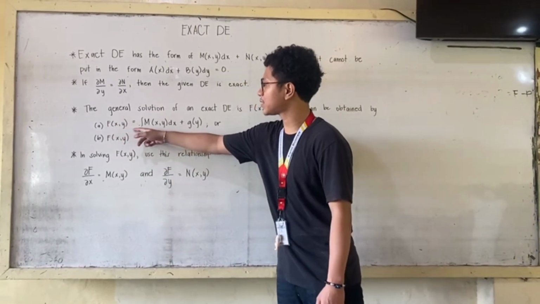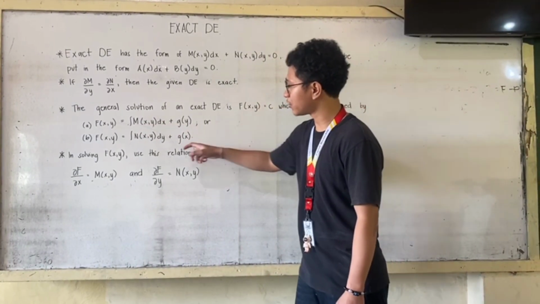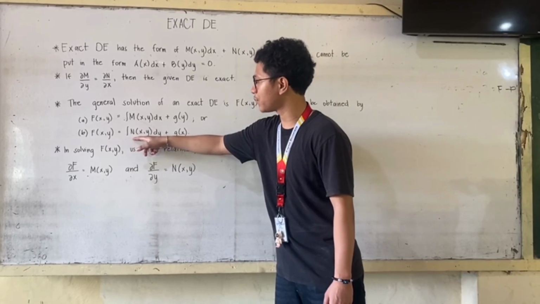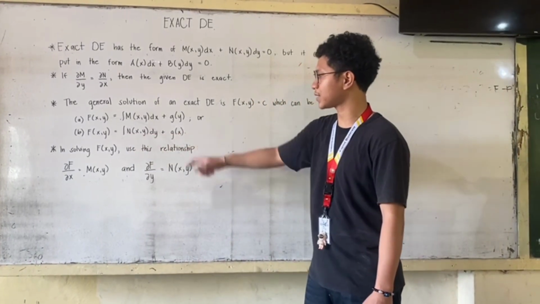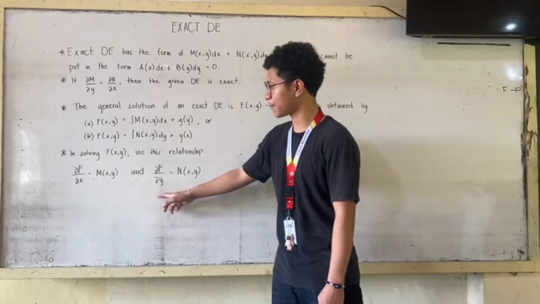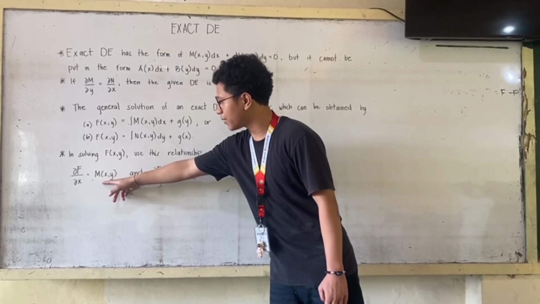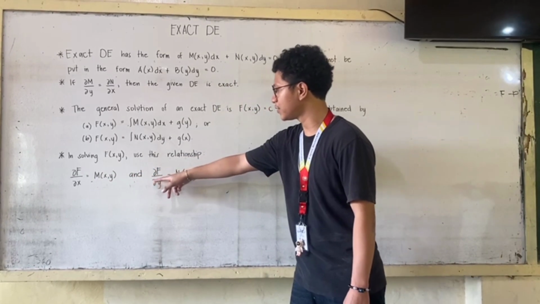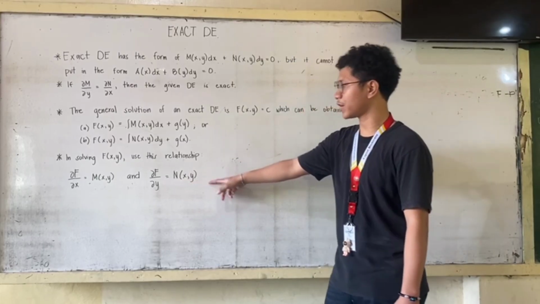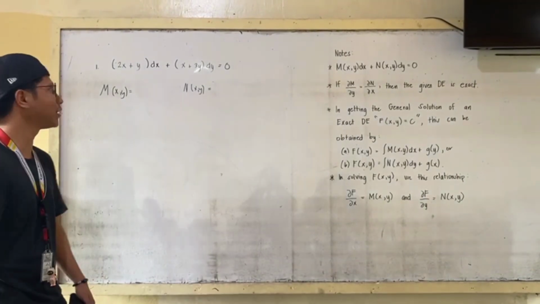F(x,y) equals the integral of M(x,y) dx plus g(y), or F(x,y) equals the integral of N(x,y) dy plus g(x). In solving F(x,y), we will use these two relationships: the derivative of F with respect to x is equal to M(x,y), and the derivative of F with respect to y is equal to N(x,y). So that's it. Now we have our problem.